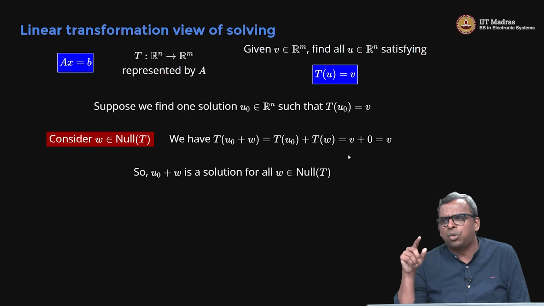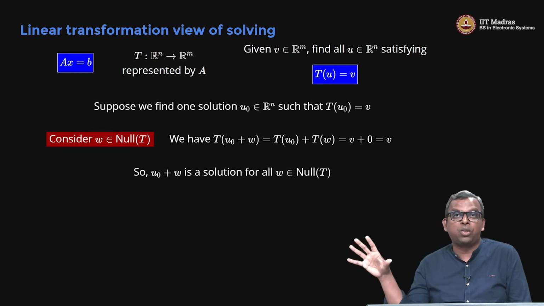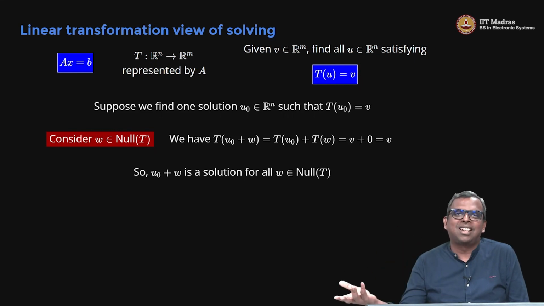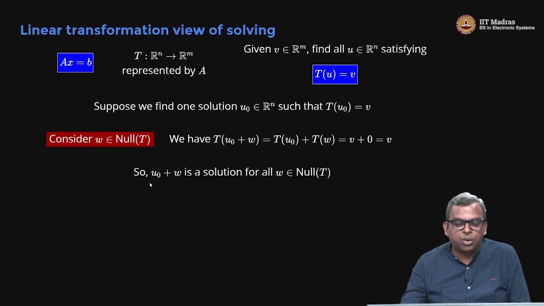All null vectors satisfy Ax equals 0, right? So if you have a solution to Ax equals b, and you add a null vector to it, you should continue to get a correct solution. That is what is going on here. So u naught plus w is a solution for all w in null T.